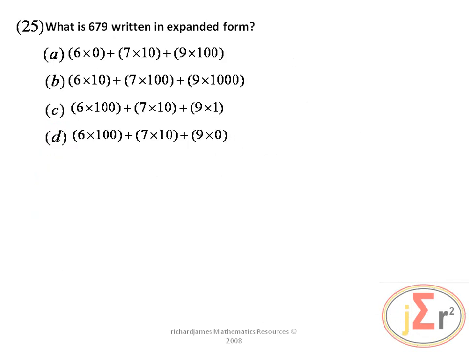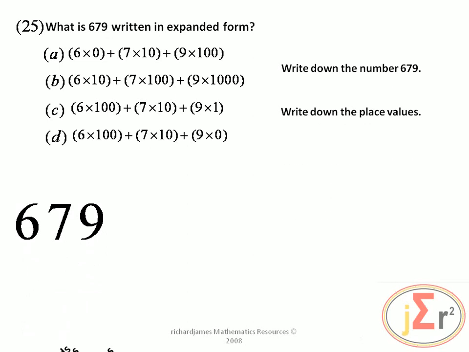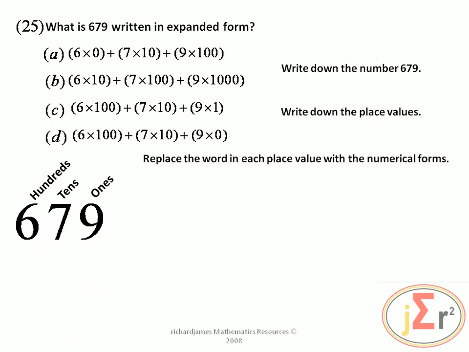What is 679 written in expanded form? Write down the number 679. There we have it. And then write down the place values. This is Jerry's favorite problems. Place values. Jerry loves place values. Place values, Jerry. Replace the word in each place value with the numerical forms.